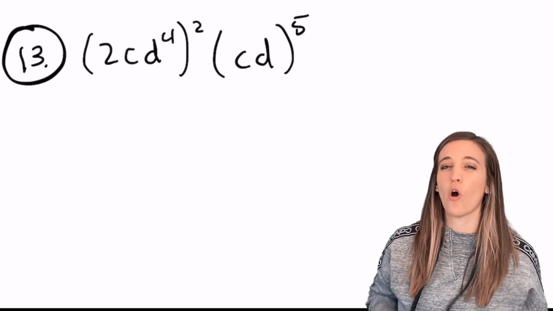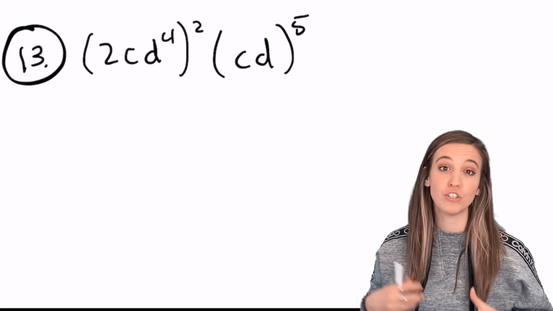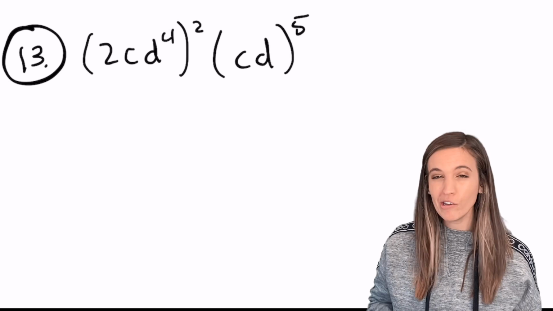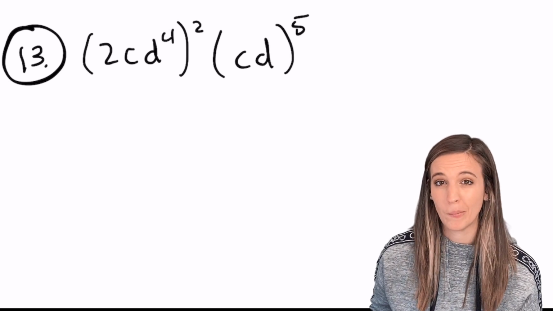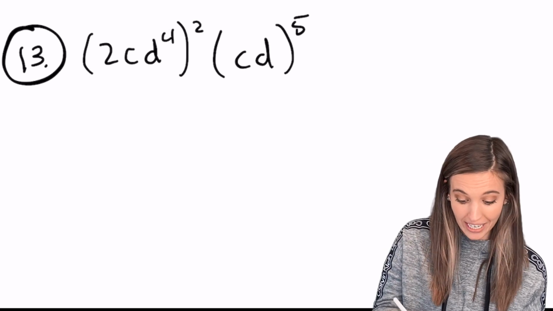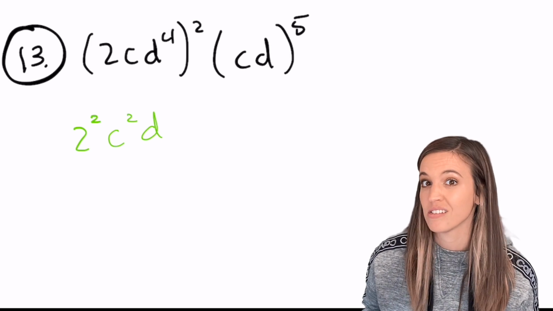Now that we reviewed all these isolated exponent rules, let's try problems where we might have to use more than one at once. So looking at this first one, 13, what do you think I'm going to try first? I'm going to use expanded power property first. I'm going to go ahead and expand this, so 2 squared c squared d to the 6 or 8.